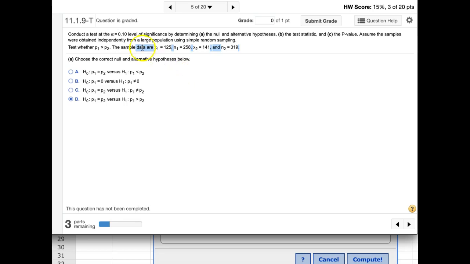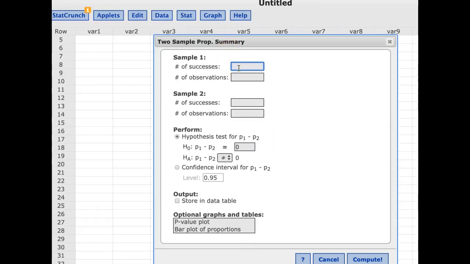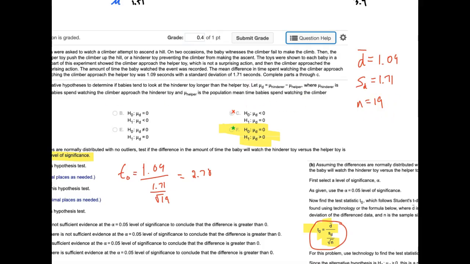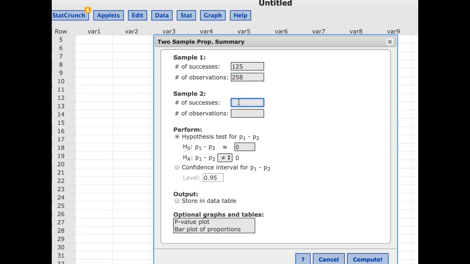So in the first case, we have 125 out of 258. In the second sample, we have 141 out of 319. And so we're trying to see if those proportions are different, and that's our test here. And then this would be that it is greater than.